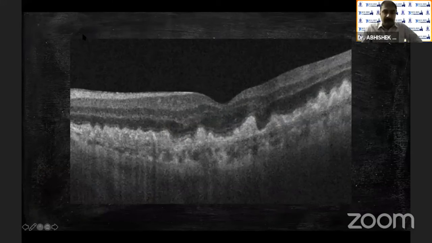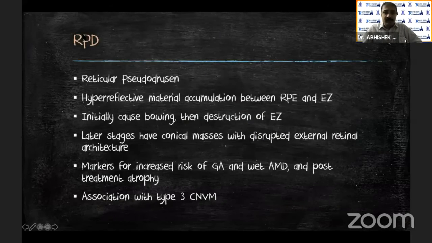So I'll give everybody about 5 to 10 seconds before I move on. What could this be? So this is a case of dry AMD, and if you look at the RPE and these conical projections, basically this is reticular pseudodrusen, as Dr. Manoj had, as Dr. Unni had said. These are hyperreflective material accumulations. This is between the RPE and the ellipsoid zone. And initially it causes bowing or distortion of the ellipsoid zone, but then it causes destruction of the ellipsoid zone. The later stages have conical masses and disrupted external retinal structures.